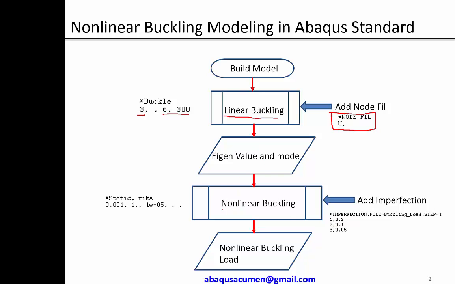Based on this first analysis we are going to do the nonlinear buckling. We get the eigenvalue, which is the bifurcation load that we are going to apply. And then to get the imperfection model we are going to use this eigenmode. This node field displacement file we are going to call using *Imperfection, File= whatever the linear buckling file name is, and the step, and then we'll put imperfection for 3 modes. You can have 5, 6, 10, whatever number of imperfection eigenmodes you want.